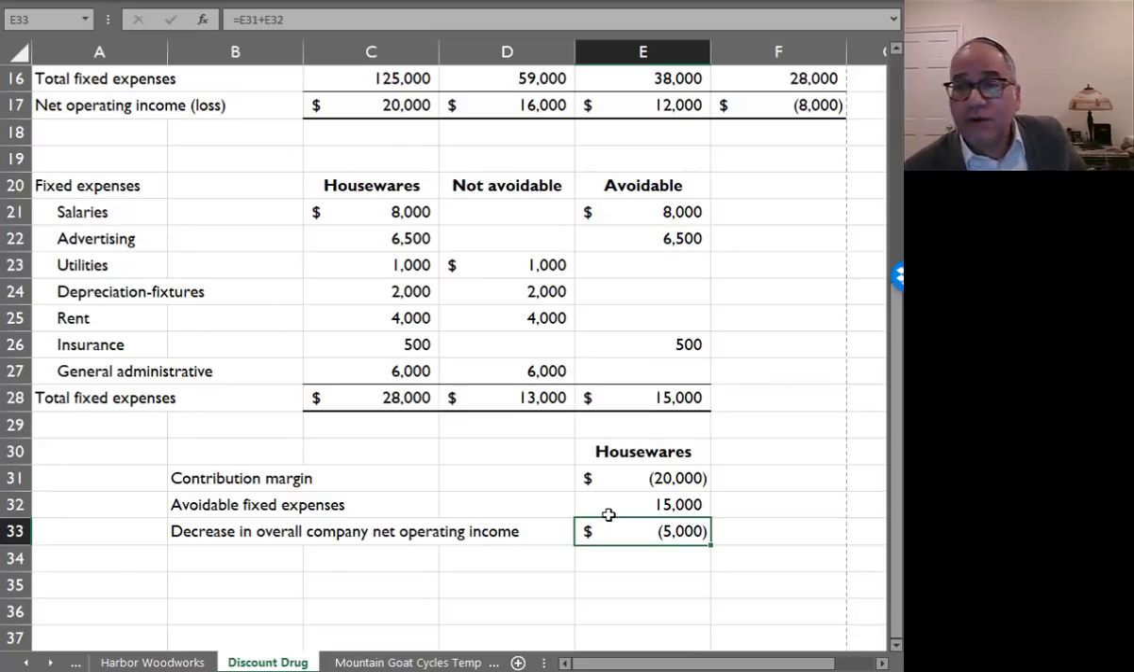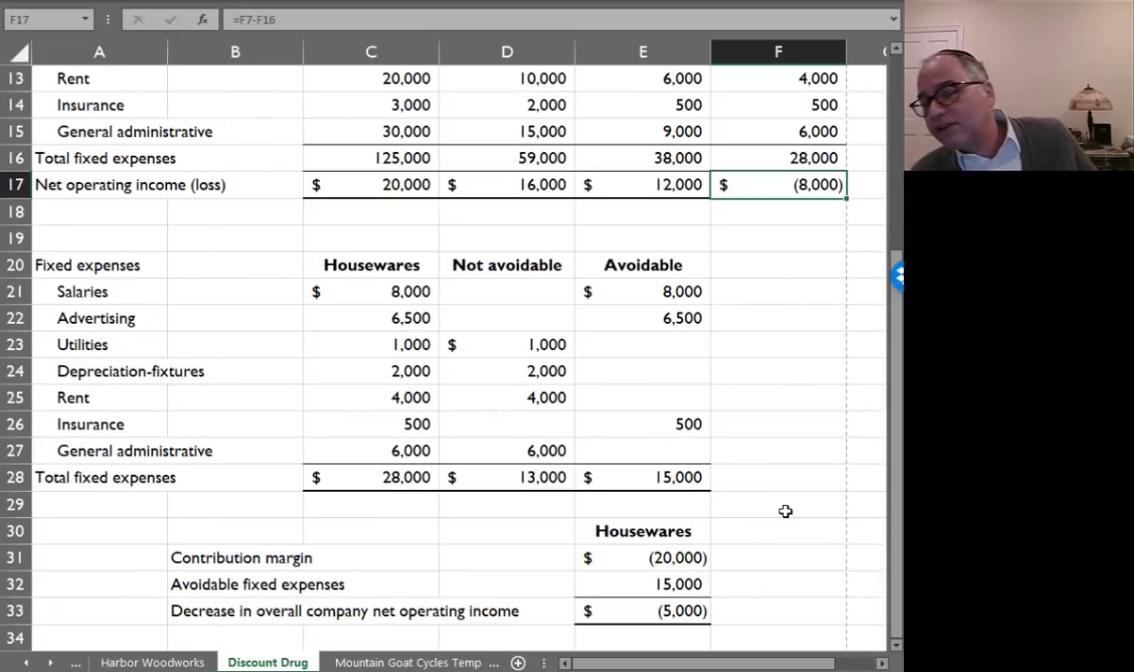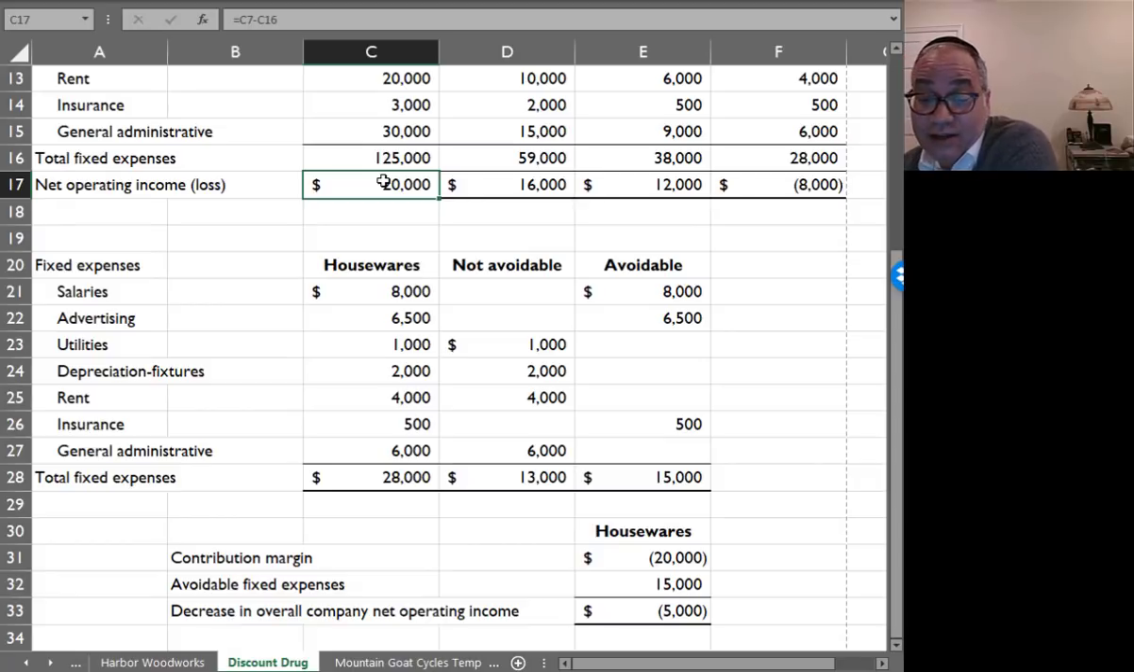And now that's a very simple answer that you can give to everybody when they say, okay, what would happen if we cut out housewares? Because they look at all the money that they're losing. You can say, if I cut out housewares, my income would go down by another $5,000. So right now I'm making $20,000. If I cut out housewares, I'm going to make $5,000 less, only $15,000. And that obviously is a bad thing.